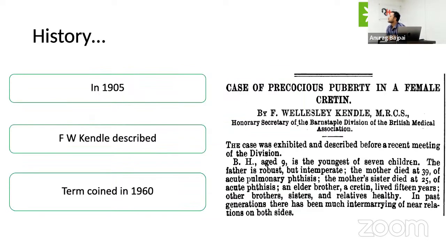Now, regarding the history, this was initially diagnosed in 1905 by Dr. F.W. Kendall, who diagnosed this in a 9-year-old girl who had prominent features of severe hypothyroidism. But to Dr. Kendall's surprise, there was also precocious puberty instead of the delayed puberty, which he reported in his case report. And in fact, there are reports even from the 1800s, 1850, 70, which talk about that. So when the original term was coined, they mentioned it was 100 years old at that time. But unfortunately, we are still seeing such cases, which is extremely unfortunate.